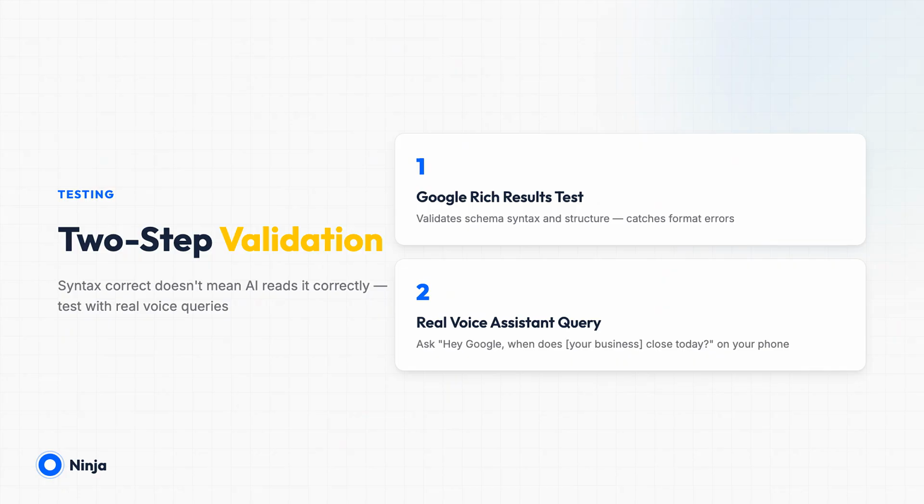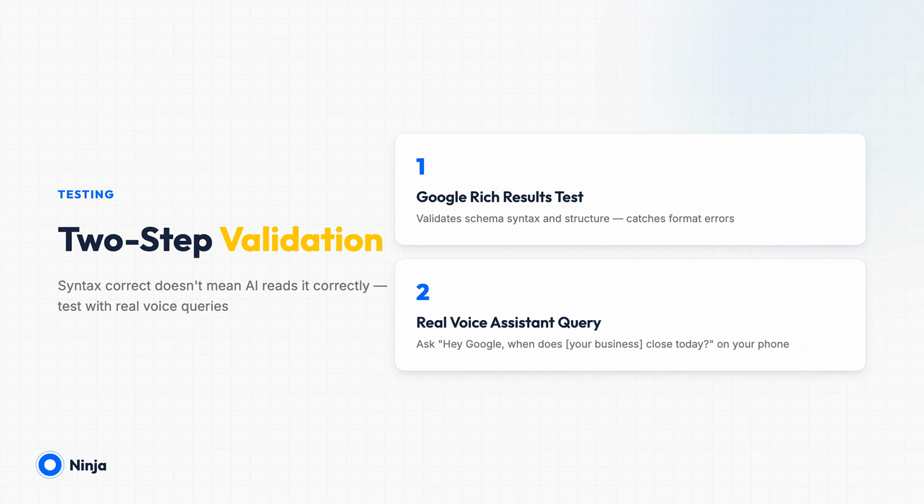The same schema feeds Siri, Alexa, and ChatGPT voice. When you fix it once, you fix it everywhere. But you have to update it every time your hours change: daylight saving time, seasonal schedules, staff shortages. Outdated schema is worse than no schema because AI trusts it over human-entered data.